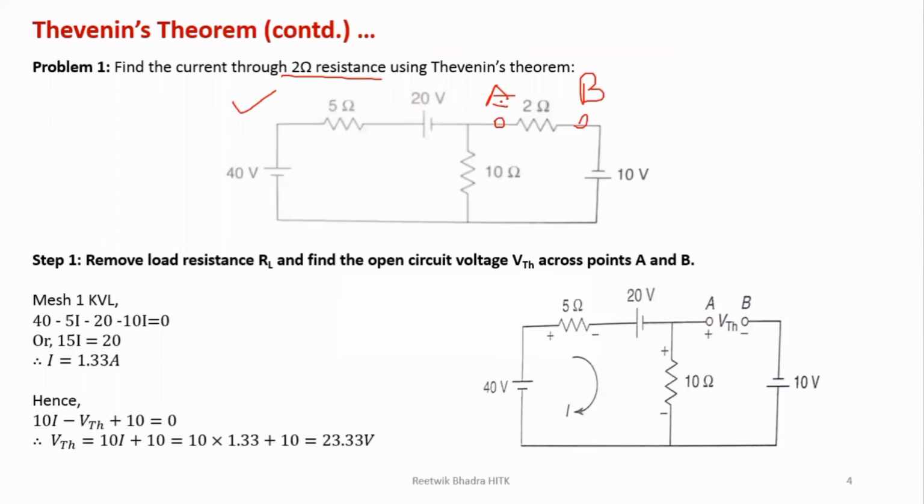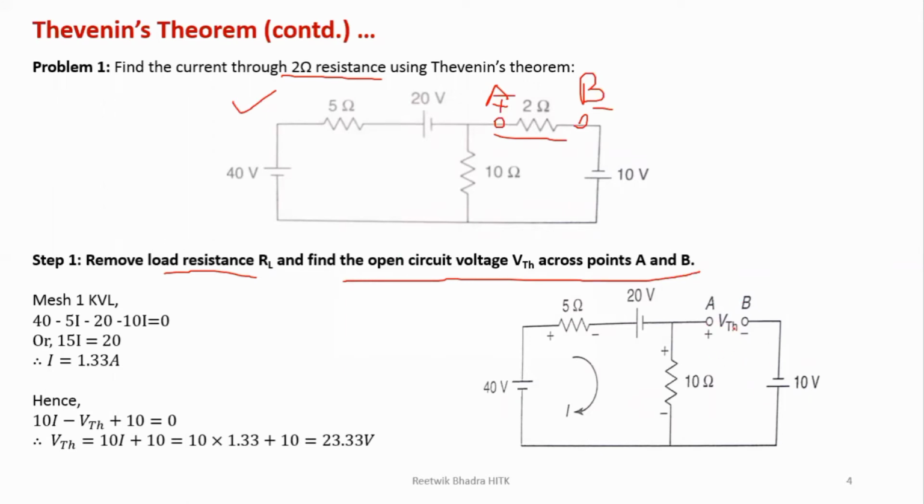So next, what will we do? A terminal positive, B terminal negative. I'll just think of it like this. Next, we'll follow the steps. So what was my first step? Remove this RL. Find the open circuit voltage across these 2 points. So I've removed RL. I make my plus and minus here and try to find VTH.